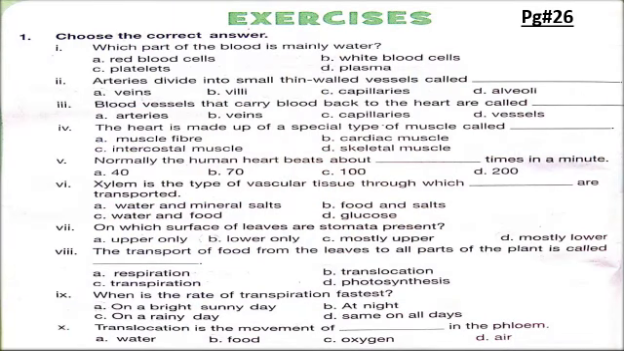So now move on to page number 26, and here is question number 1 from the exercise. Choose the correct answer. Which part of the blood is mainly water? Yes, students, think about this. What is the answer? Yes, the answer is plasma. Arteries divide into small thin walled vessels called capillaries. Blood vessels that carry blood back to the heart are called veins.